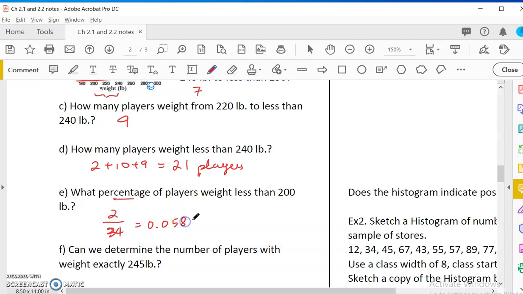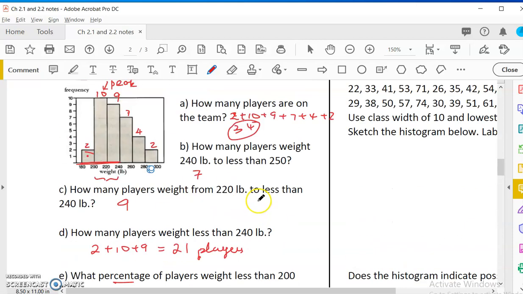So that would be 0.0588. So that would equal to 5.9%. Usually we round to 1 decimal place, right? So 5.9% of players are less than 200 pounds.